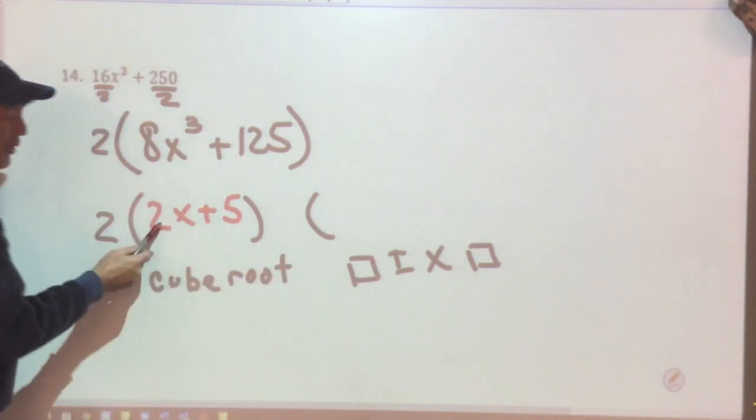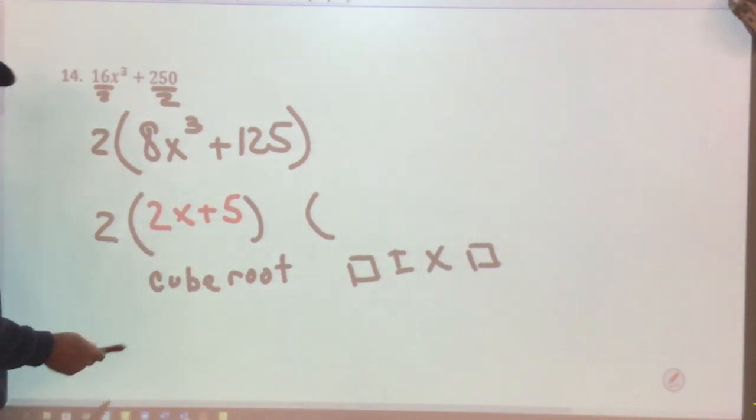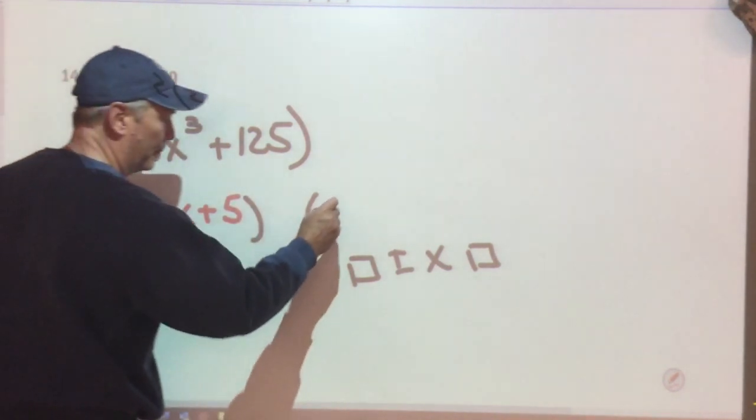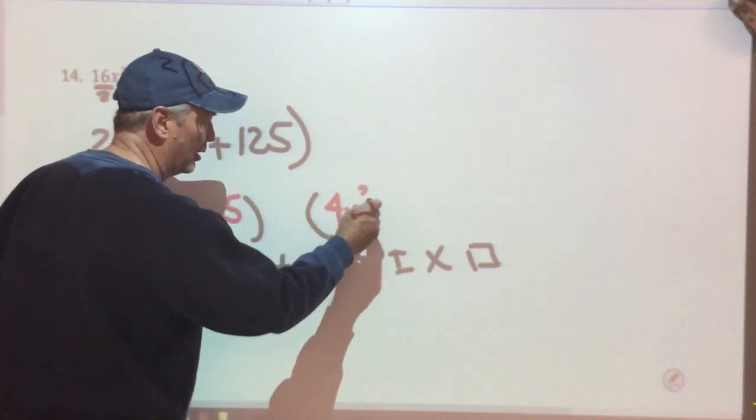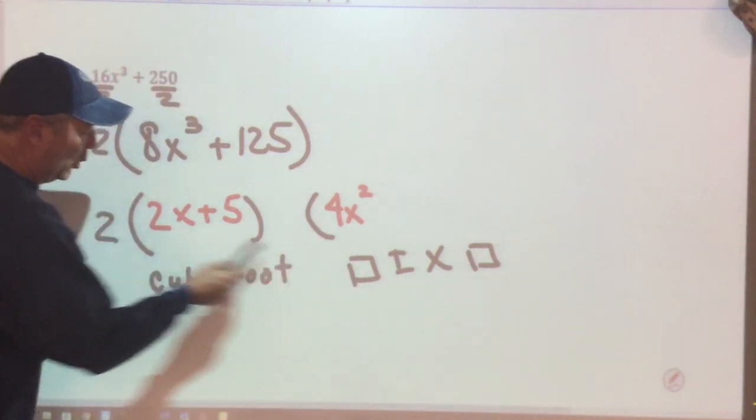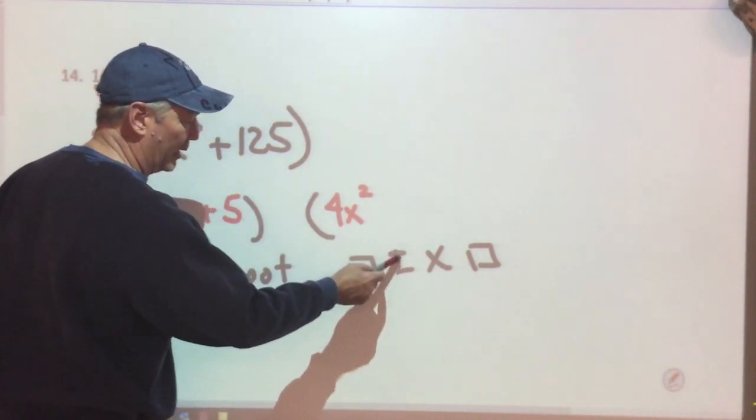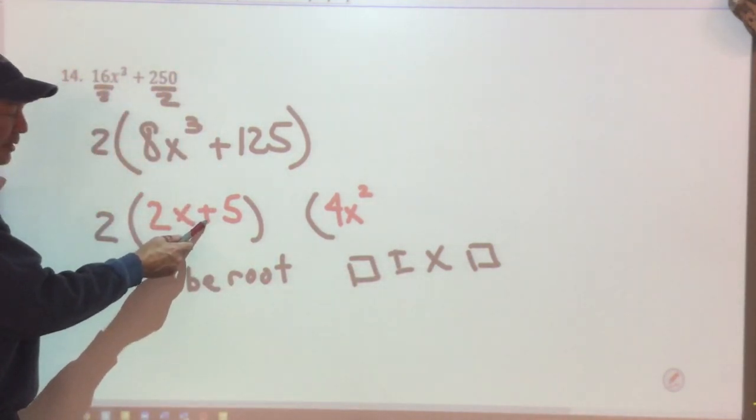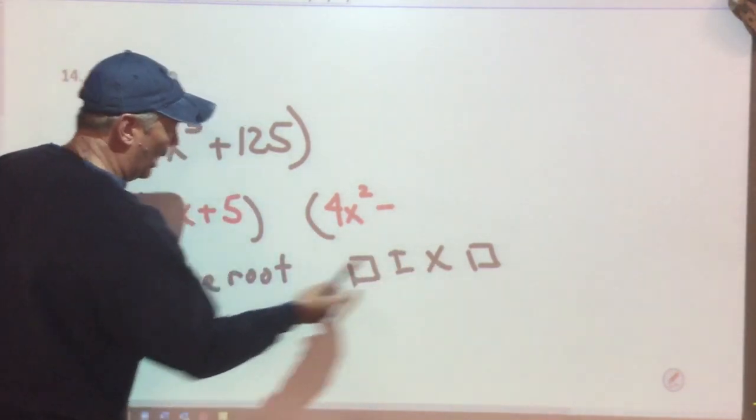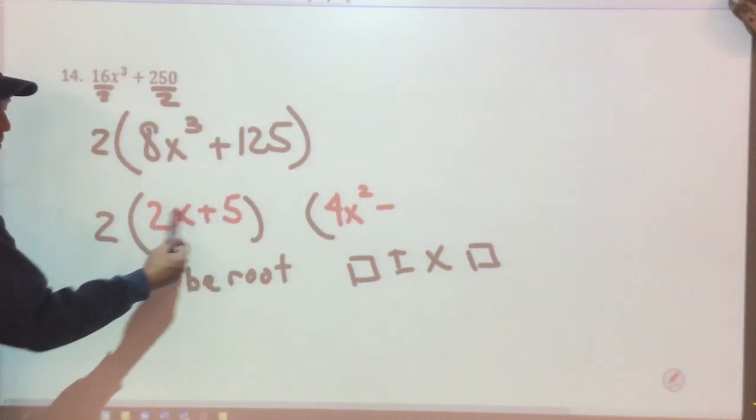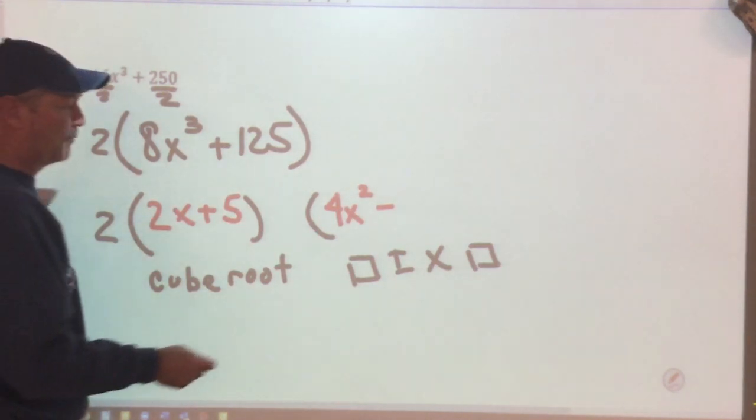We're going to square this first term. What is 2x times 2x? Well, 2 times 2 is 4. X times x is x squared. So we have squared the first term. We're going to change the sign from a plus to a minus or a minus to a plus. This is a plus, so we're going to change the sign. And then we're going to multiply these two terms together. What is 2x times 5? 2x times 5 is 10x.